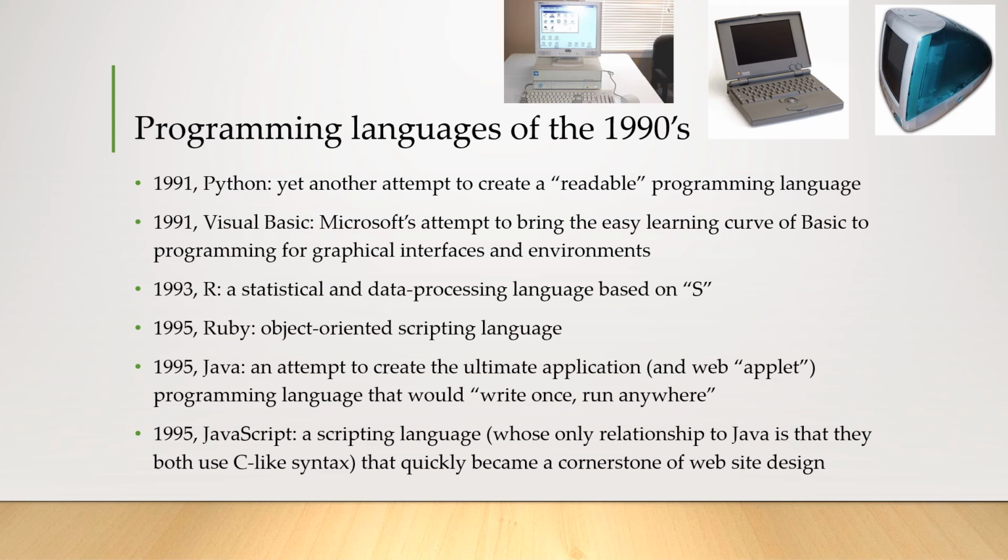And in 1995, JavaScript, which has been made fun of because it actually has no relation to Java except that they both use a C-like syntax, was a scripting language that could be run in a web browser. And this became a cornerstone of website design. Any website that has any kind of interactive element, where you click one thing and the website changes, or you hover over something and something happens, requires JavaScript to do that kind of on-the-fly changes to the web page.